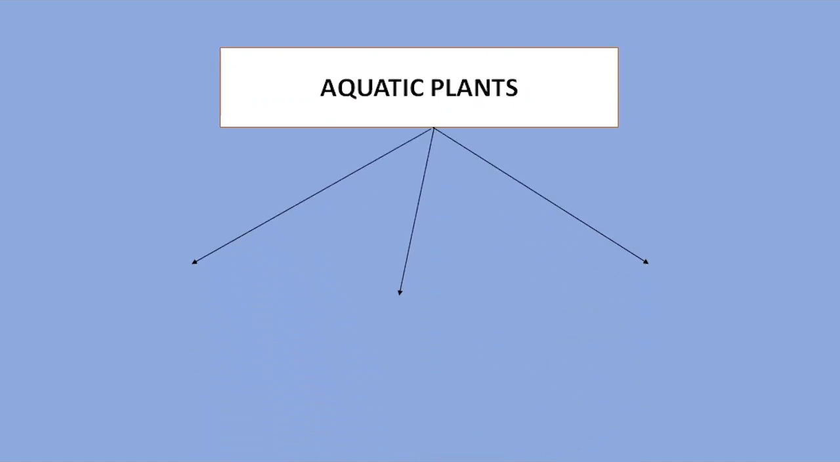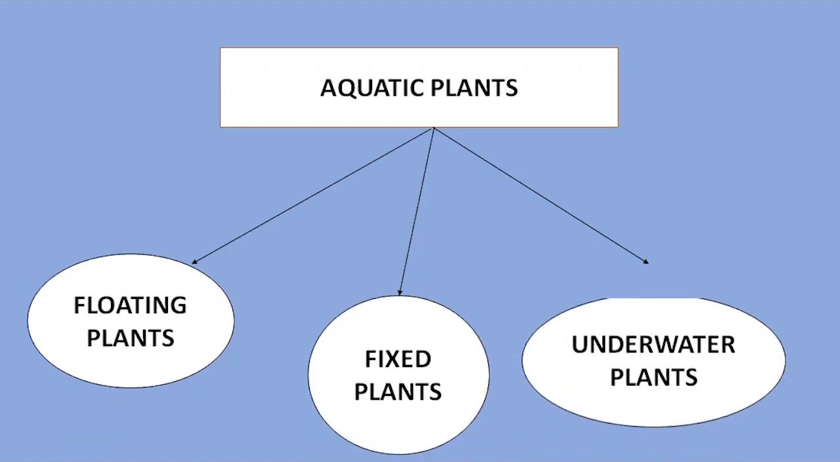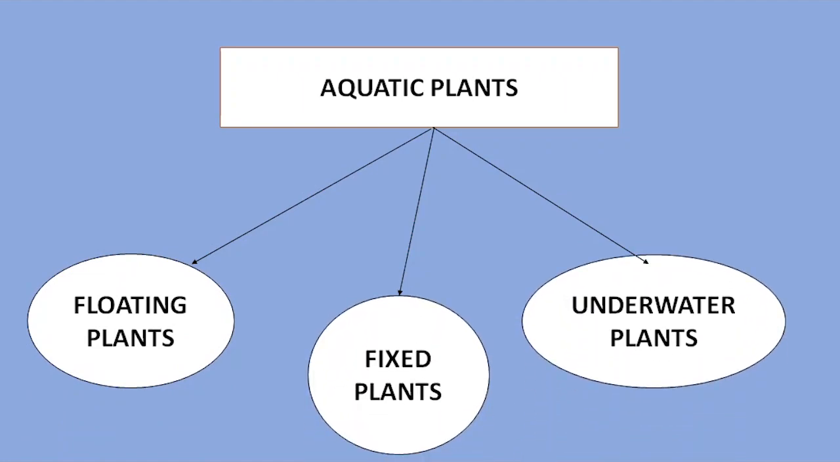The next is your aquatic plants. From the name itself, aquatic means living in the water. The first one is floating plants, the second is fixed plants, and the third one is underwater plants. We'll study them one by one. So let us begin with the first one, floating plants.